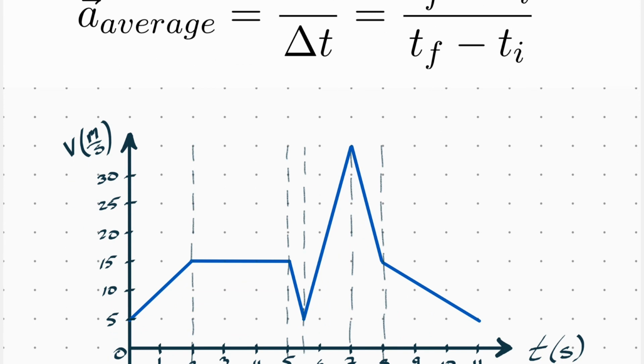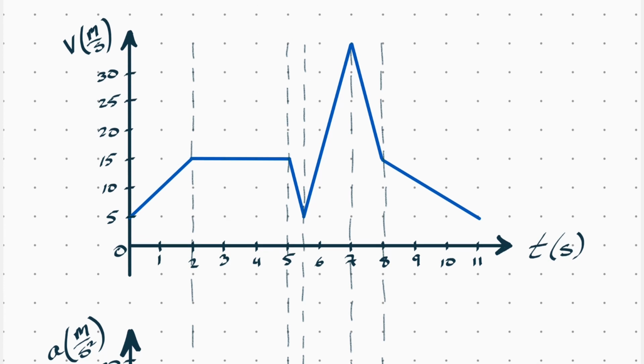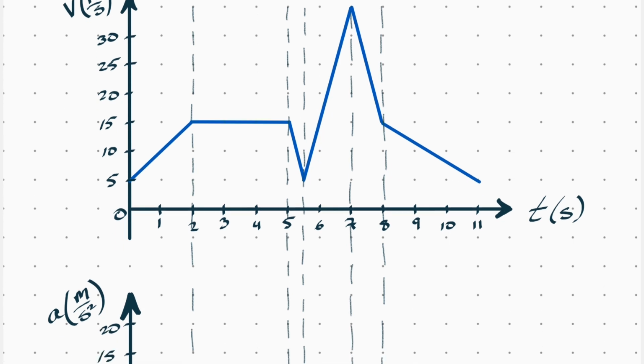And so now let's look at this example here. I have this V versus T graph, and it's a pretty bizarre V versus T graph, but you can see I've broken it into these segments. This is a really useful problem solving technique for these types of problems, especially in Physics 1 when you're just starting out. Break it into these different segments where the motion is uniform for that little segment.